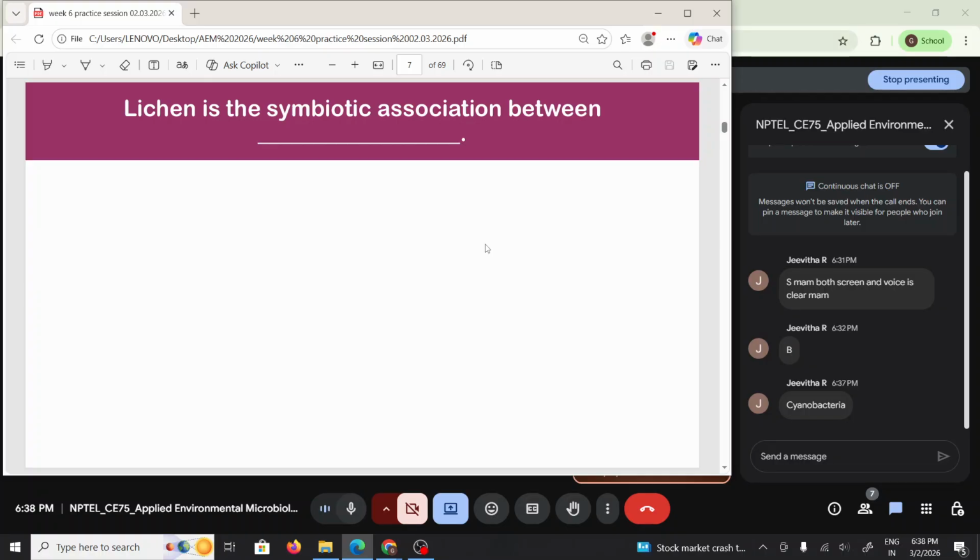So there are two organisms that are involved in this symbiotic association. You just have to name what they are. What are the two organisms?